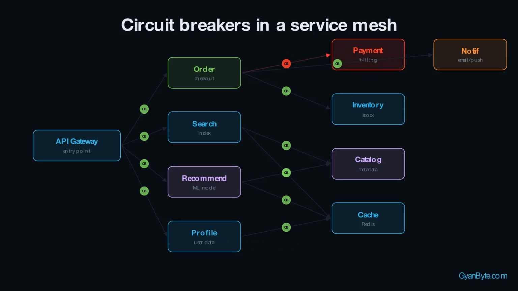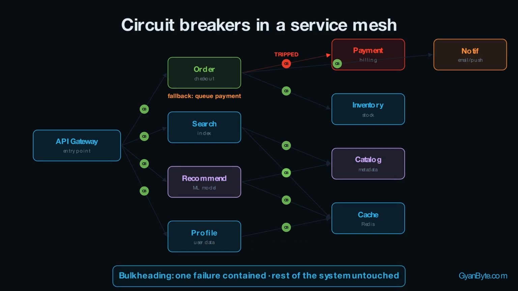Watch what happens when the payment service goes down. Its breaker trips, but only its breaker. Other services get a fast fail and use a fallback. It queues the payment and tells the user payment is processing. Meanwhile, search, recommendations, and user profiles are completely unaffected. Their breakers are still closed. The failure is surgically contained.